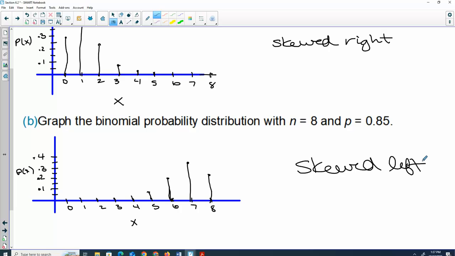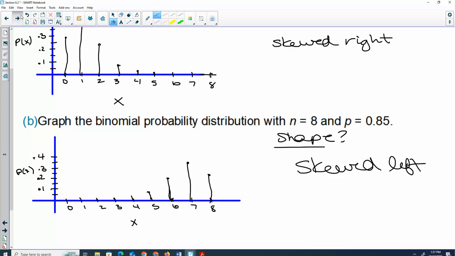Alright. So when it says distribution, does it want the graph or want it skewed left? I should have asked you for the shape. The actual question just asked for the graph. Then I verbally said, tell me the shape.